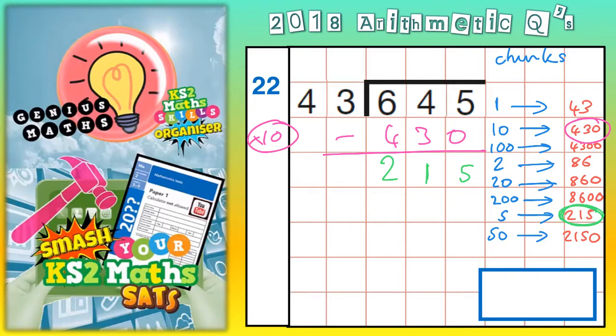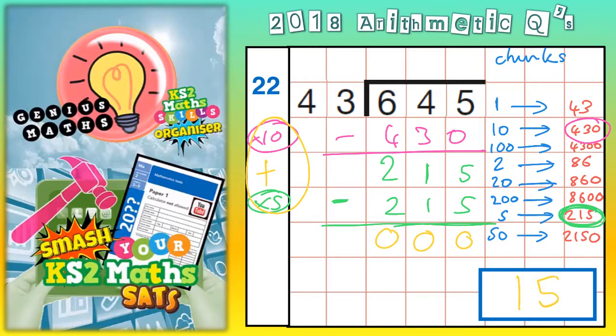Fortunately, that's an exact chunk here, 215, and that's a chunk of 5 43s. So if we take away 215 from 215, we're going to get down to 0. 5 take 5 is nothing, 1 take 1 is nothing, 2 take 2 is nothing. Once we got down to 0, we just simply add up our chunks. 10 plus 5, 10 lots of 43 plus 5 lots of 43, is 15 lots of 43. So our final answer is 15.